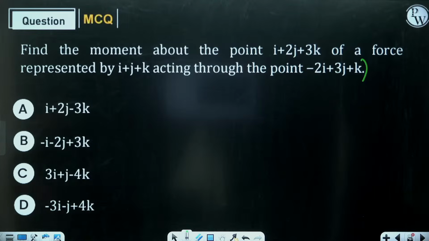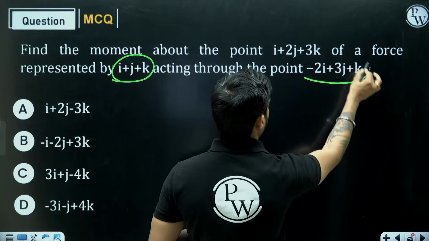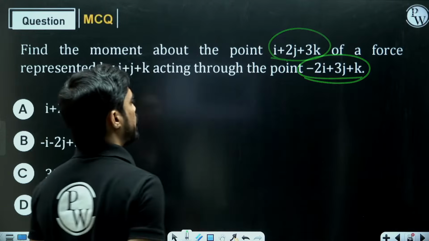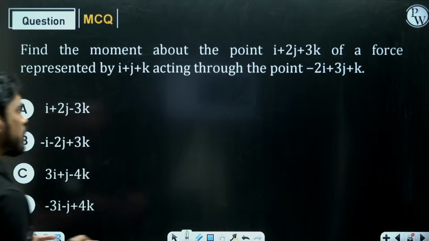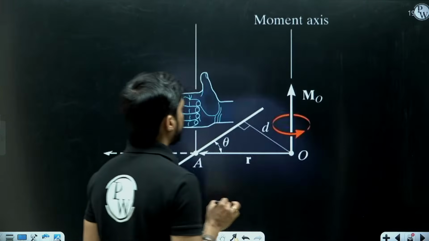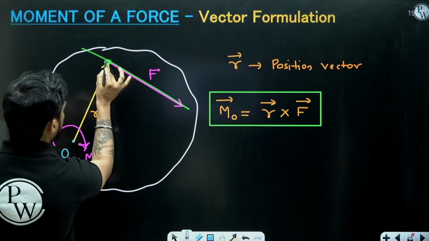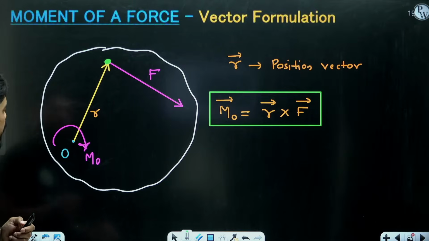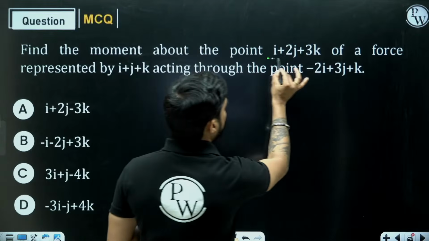Let's understand how we can find the moment vector of this force i plus j plus k, which is acting at a point minus 2i plus 3j plus k, about the point i plus 2j plus 3k. The force is acting through this point, so we know its coordinates, and we want to calculate the moment at this point, whose coordinates are i plus 2j plus 3k.